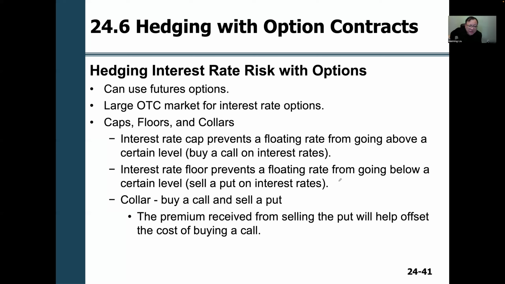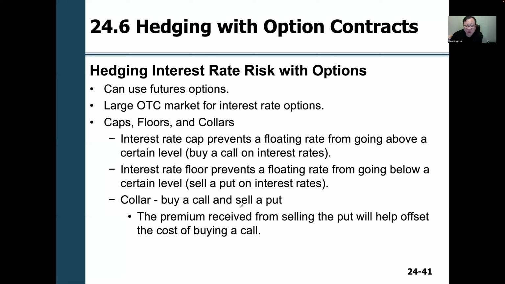And then an interest rate floor prevents the floating rate from going below a certain level. So you sell a put on the interest rate. A put is the right to sell, so you can sell at the interest rate floor level. So basically, you have a cap and you have a floor. The put will allow you to sell at the floor, and the rate cap will allow you to buy at the cap.